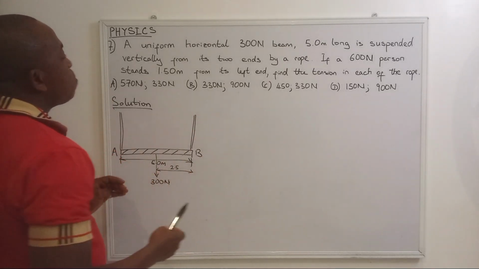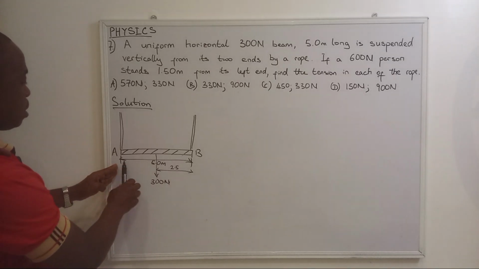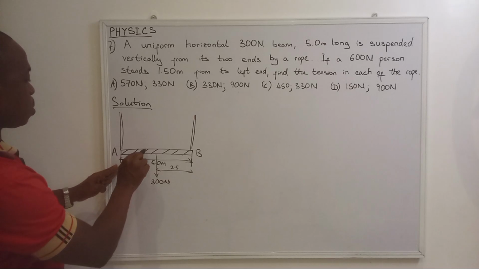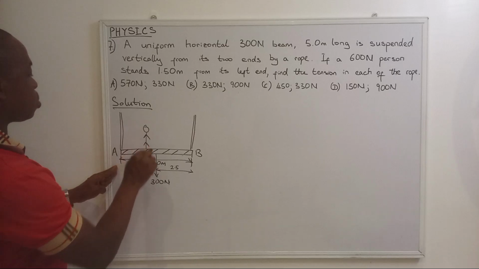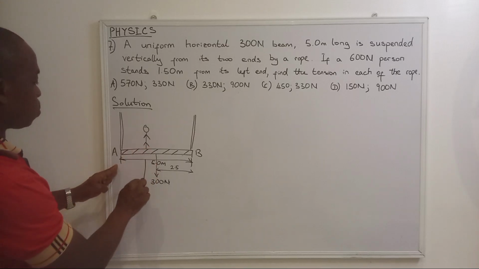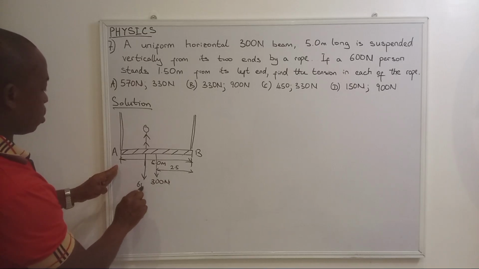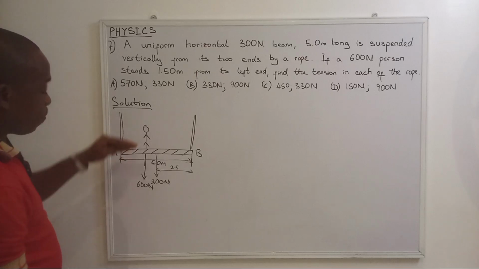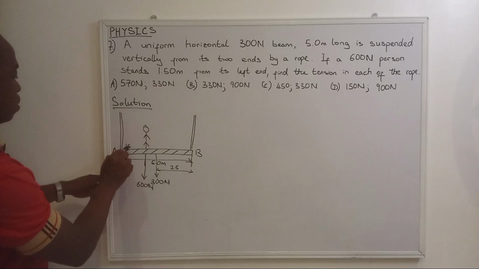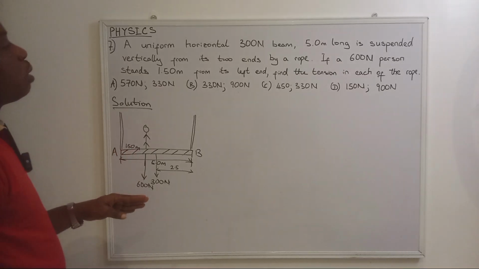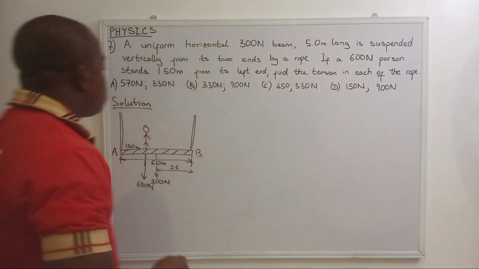If a 600 Newton person stands 1.5 meters from its left end, so this is the left end, this is 2.5, so 1.5 should be somewhere here, so we have a 600 Newton person standing here, so his weight will act downwards with a force of 600 Newtons, 1.5 meters from this end. Then we're now asked, find the tension in each of the ropes.